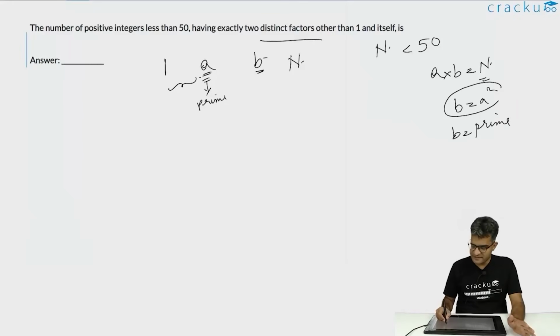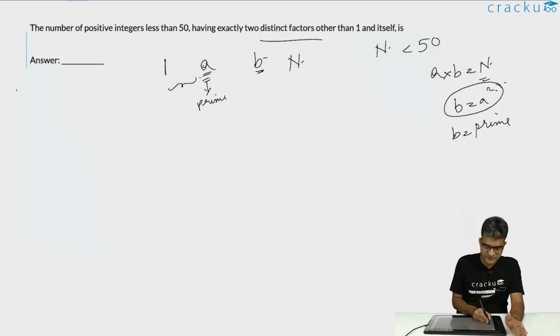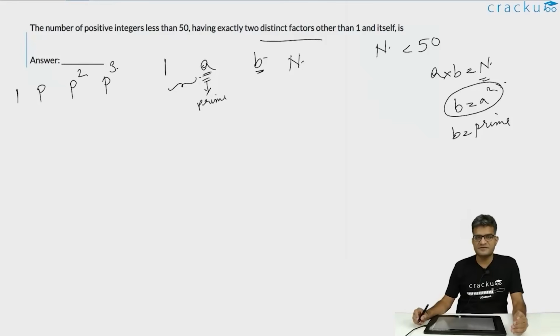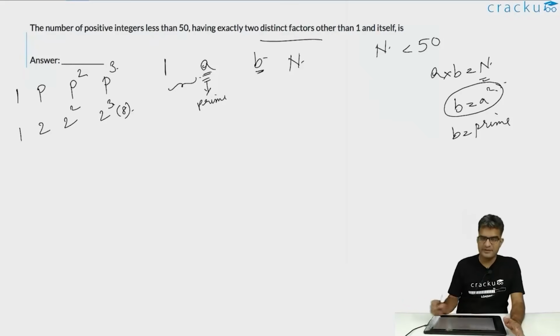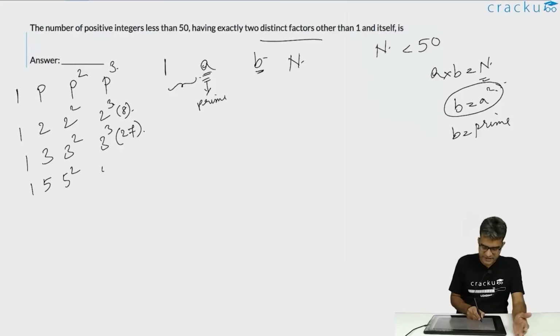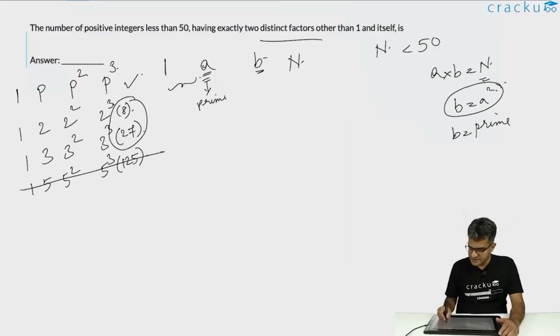First, we are looking at the case where B is A square. So basically the number n is of the form 1, a prime number P, the square of a prime number P square, and this number will be P cube. So you'll have two such numbers which are less than 50. What are those two numbers? They are 1, 2, 2 square and 2 cube. This is 8. Or 1, 3, 3 square and 3 cube, which is 27. The next number will be 1, 5, 5 square and 5 cube, which is 125, which is greater than 50. So this is not allowed. These two are allowed.